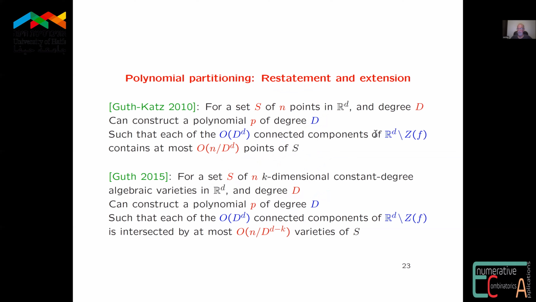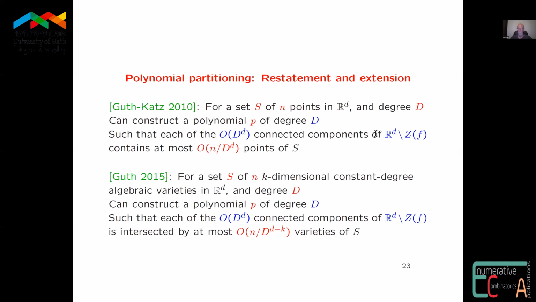Let me rephrase the statement and extend it to higher dimensional varieties. So for a set of points, I give you a degree D, and then I can construct a polynomial p of degree D. Its zero set partitions space into D^d connected components.